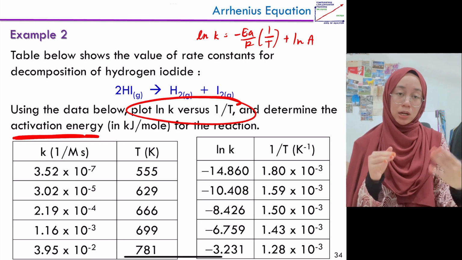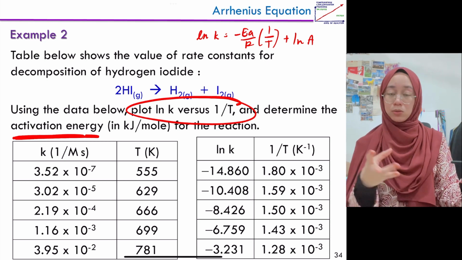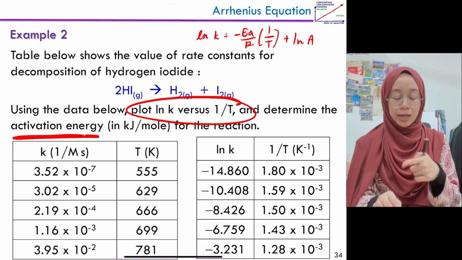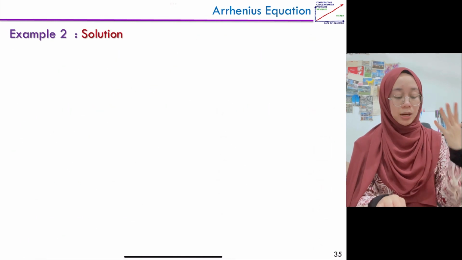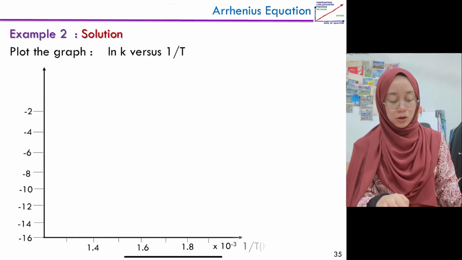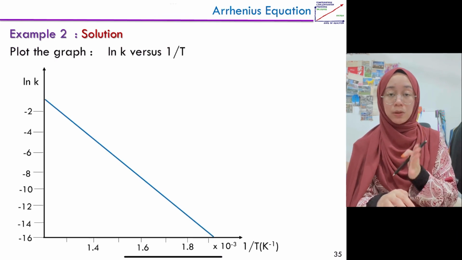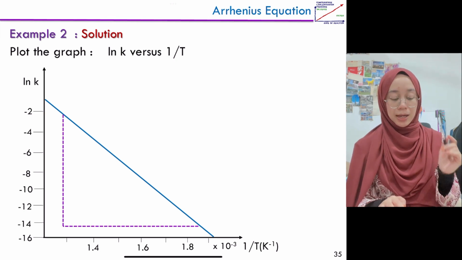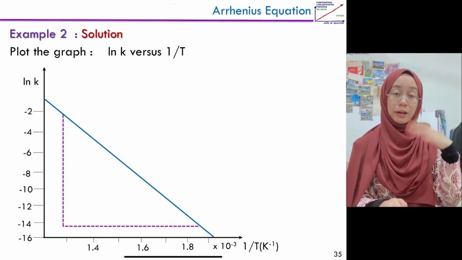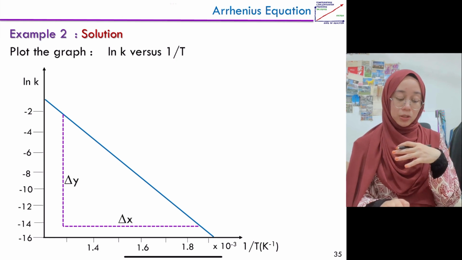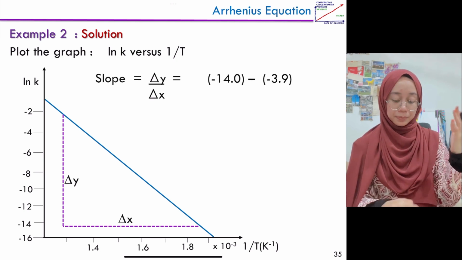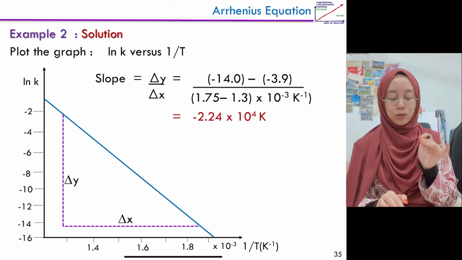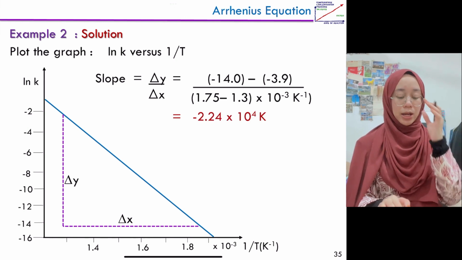Okay, so this is just example on how to solve soalan yang involve graph. Okay, so daripada yang second table ni tadi, so boleh dah plot graph, so dapat something like this. So you should be able to get a linear graph. Okay, and then daripada linear graph yang kamu dah plot tu, you can find the gradient. Okay, so find the gradient. So kat sini dia tolong kirakan dah. Okay, so you can get negative 2.24 exponent 4 K.